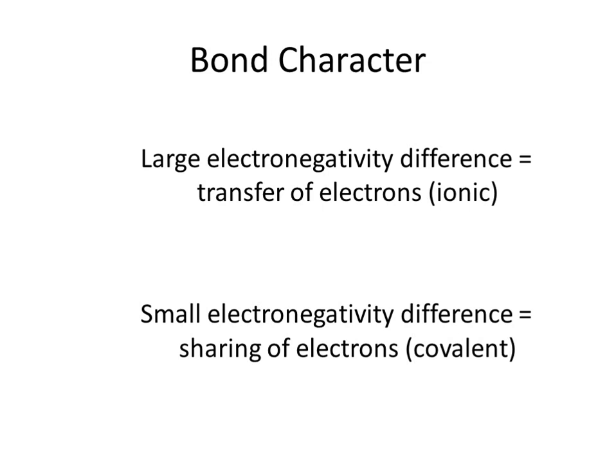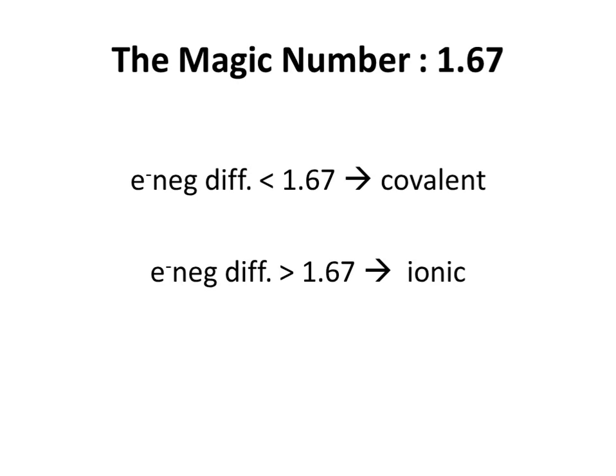Now the question that arises next in looking at this is, what's the difference between a large electronegativity difference and a small electronegativity difference? What's the borderline? What's the number that we look for when we subtract the electronegativities to determine which kind of bond we have? The number that we're going to use as our division between what's ionic and what's covalent is 1.67.